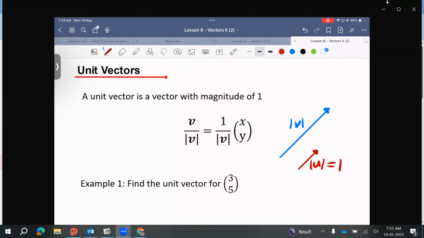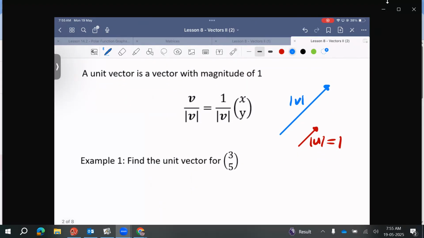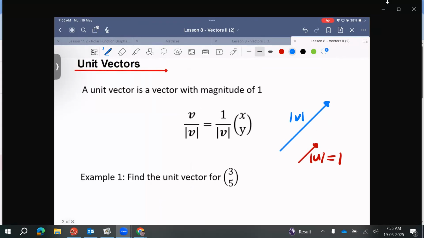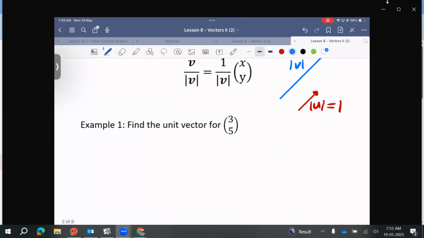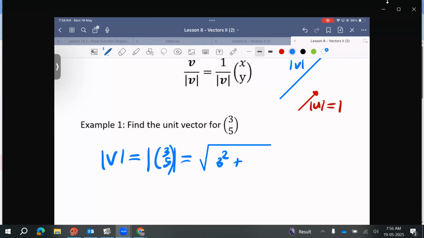This is a skill that we're going to practice to begin with. You can use it later in problem-solving questions. It becomes useful to have something that goes in a particular direction but doesn't change the length. So in order to find a unit vector, we have the vector 3, 5. The first thing we need to do is find the magnitude of this vector. The magnitude of the vector 3, 5 is given by the square root of 3 squared plus 5 squared, which is root 25, which is going to be 5.